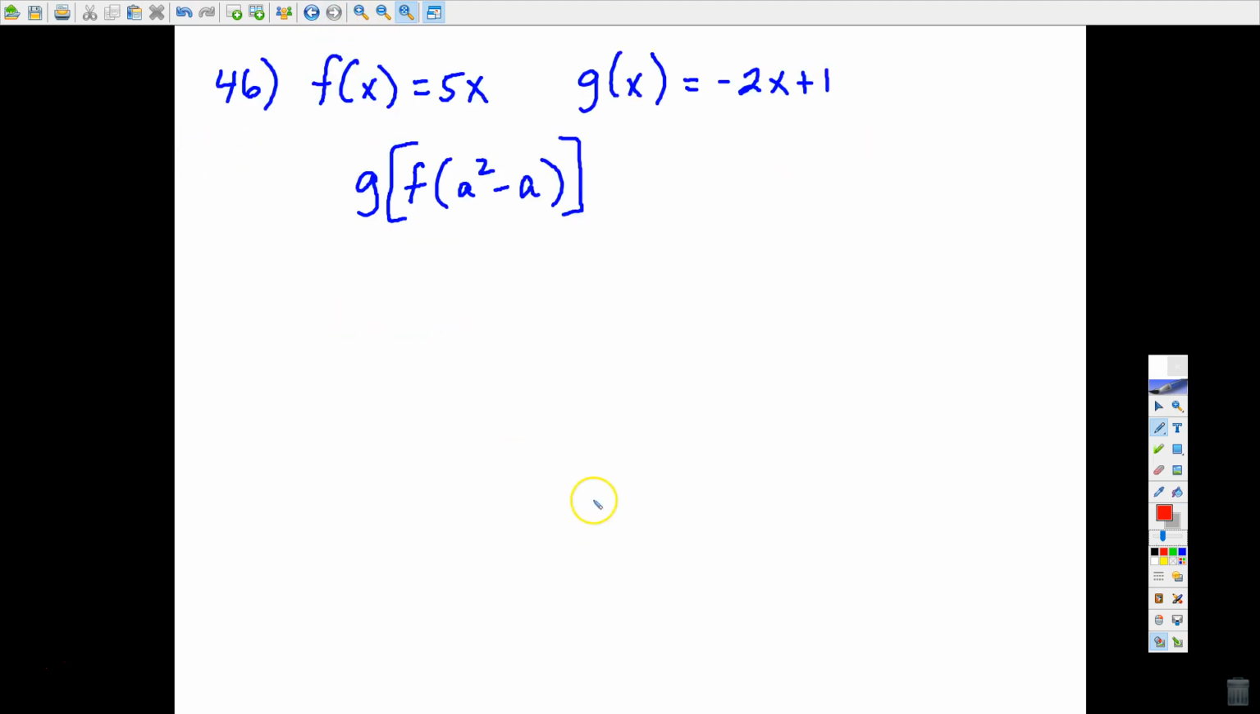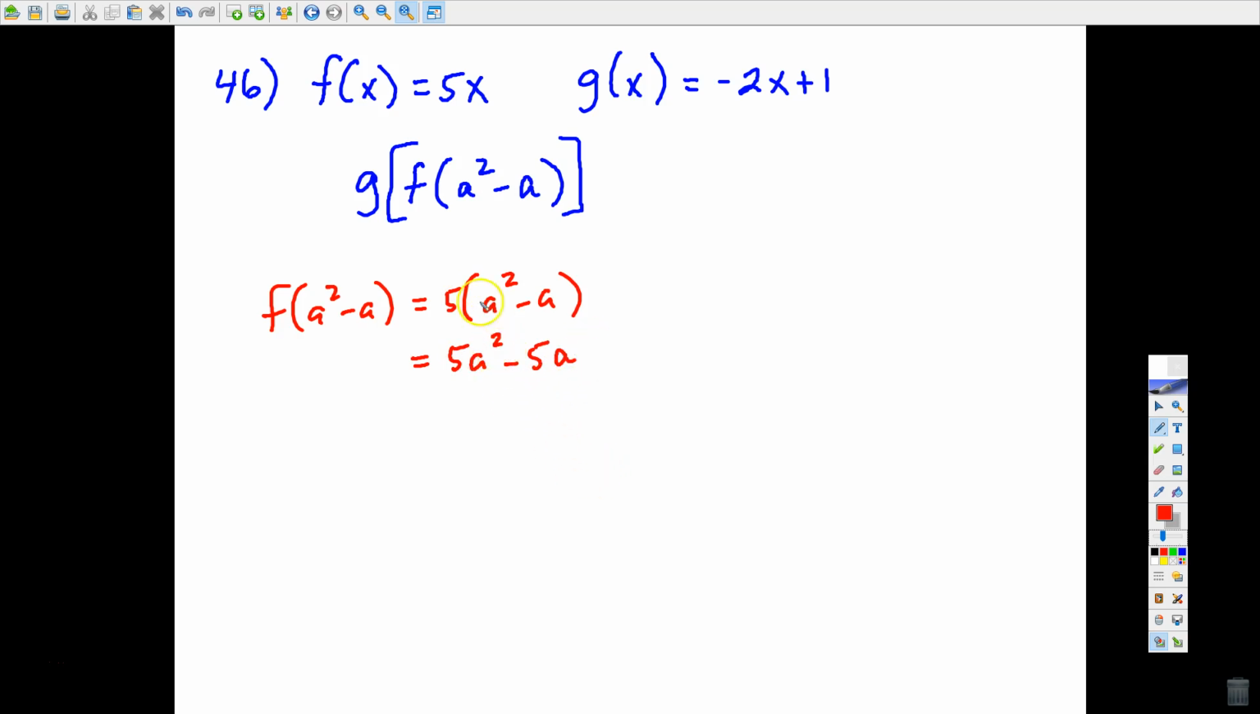Now let's take a look at number 46. What we're told to do here is a little bit of what we did last night. We're going to input a squared minus a into this f function first. Okay, so let's do f of a squared minus a. And that just means we're going to replace x with a squared minus a, and then we can go ahead and distribute, and we get 5a squared minus 5a.